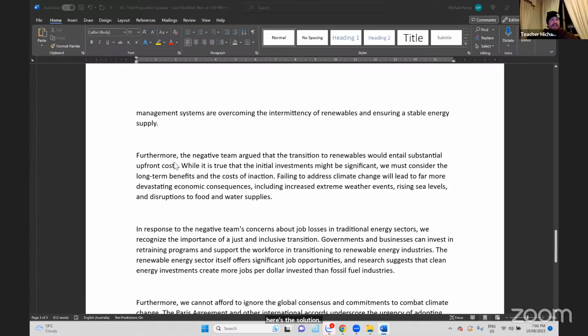Furthermore, the negative team argued that the transition to renewables would entail substantial upfront costs. So we're going to negate the cost factor now. While it is true that the initial investments might be significant, we must consider the long-term benefits and the cost of inaction. So there's going to be a lot more serious problem, and it's going to be even more expensive if we don't take action now. Failing to address climate change will lead to far more devastating economic consequences.